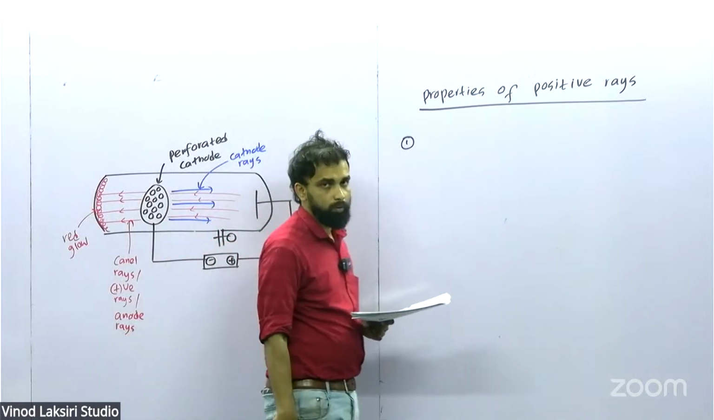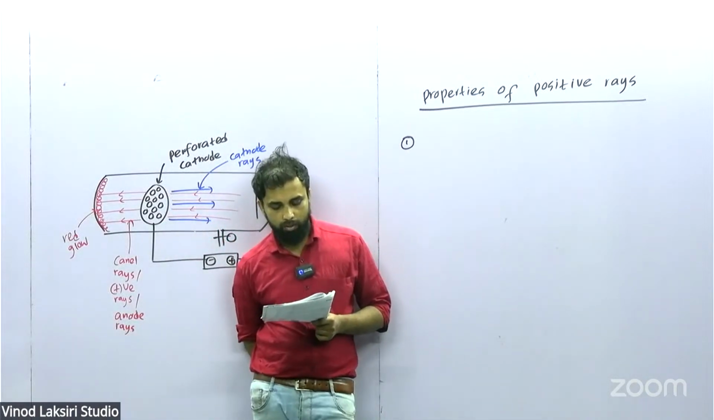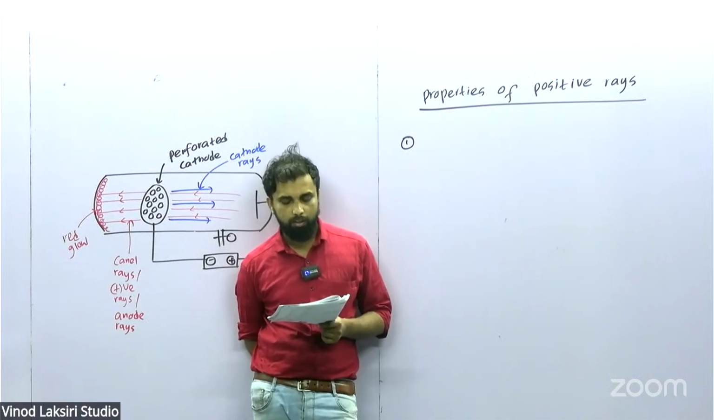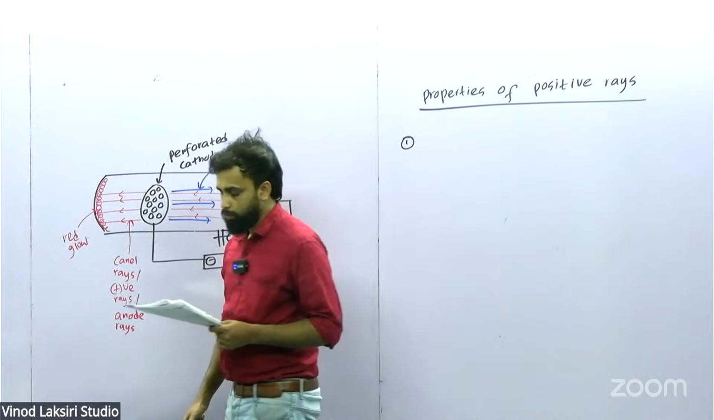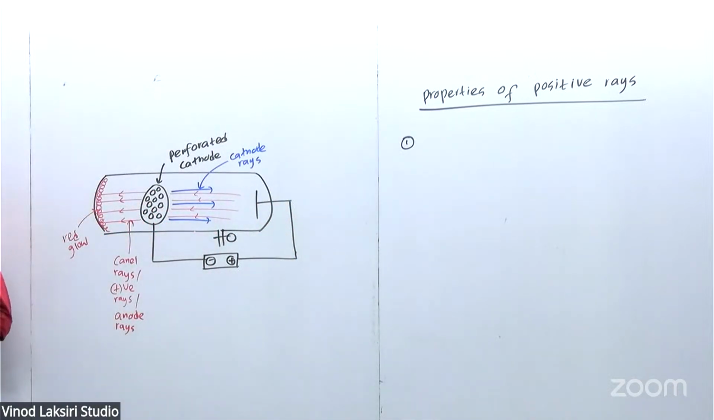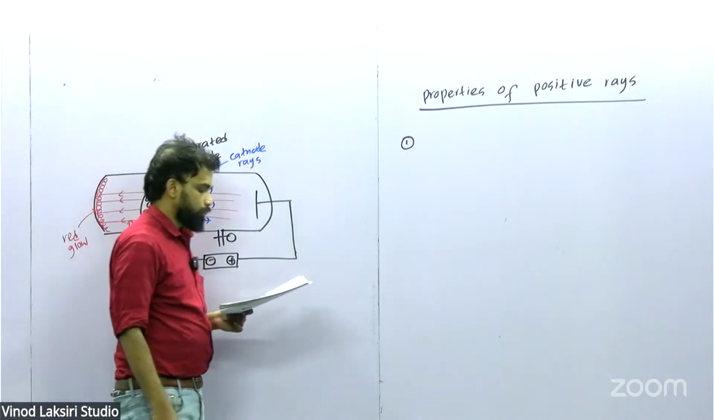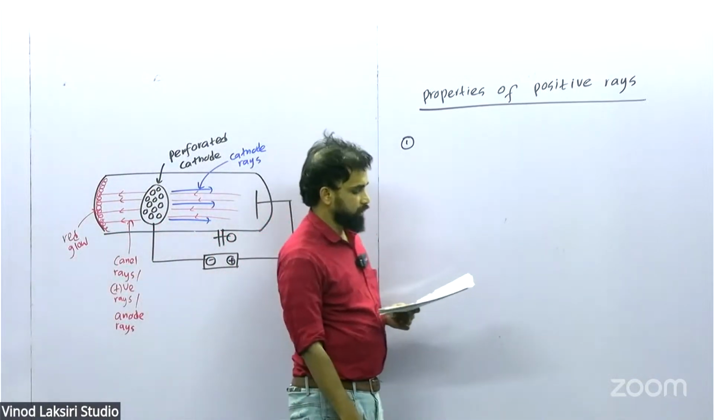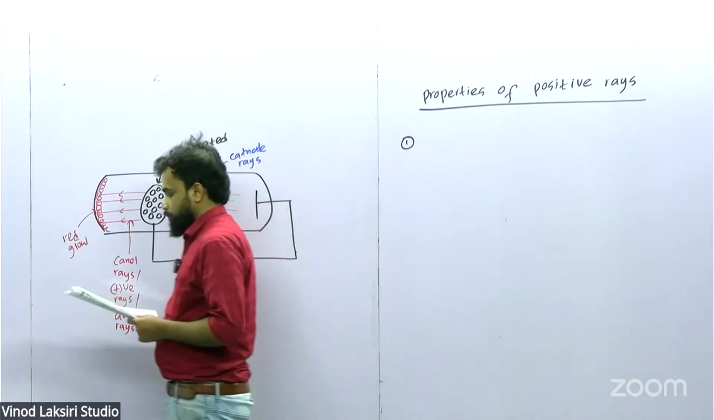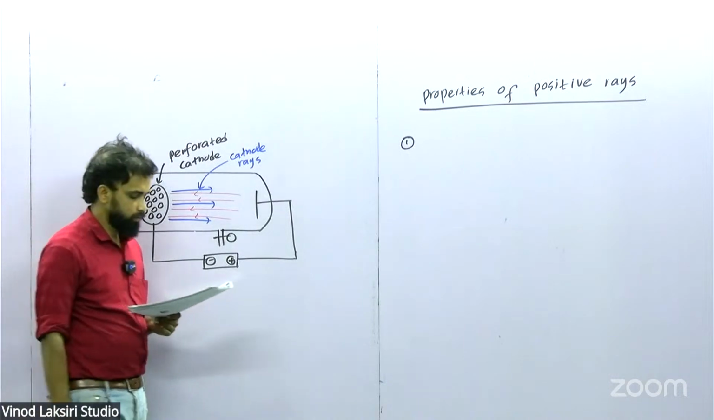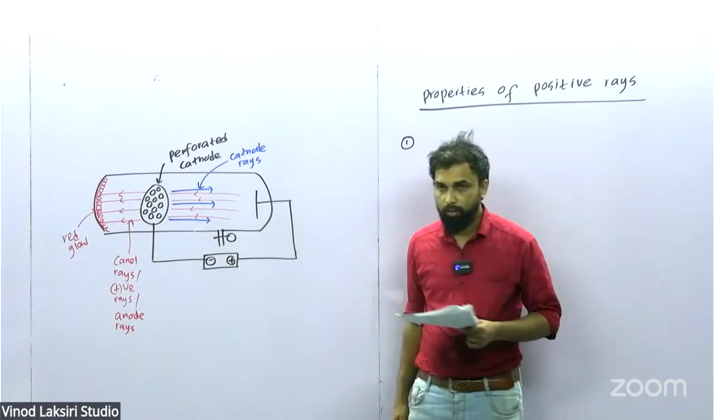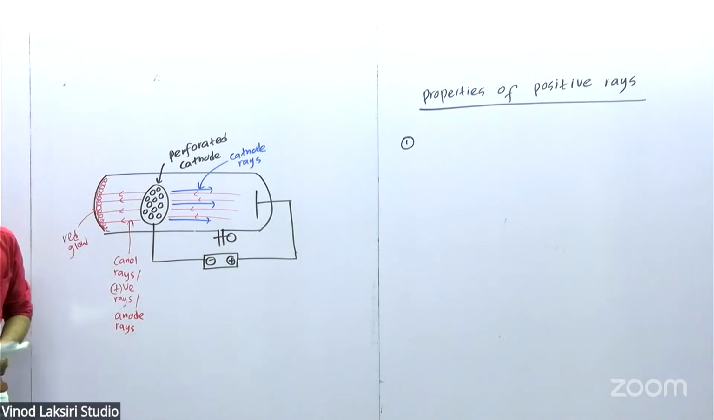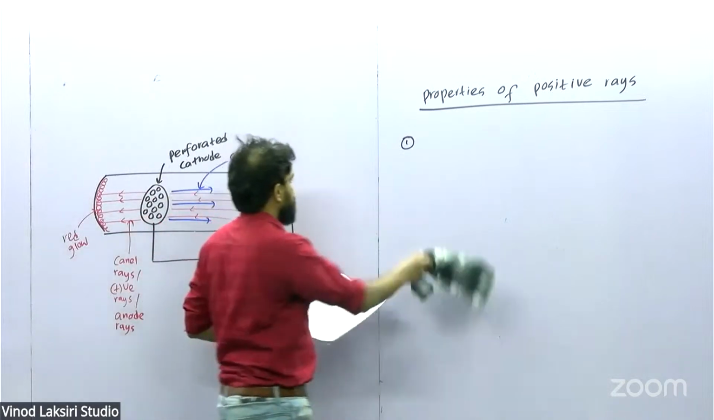Therefore, the E divided by M ratio is not constant for positive ray particles obtained from different gases.